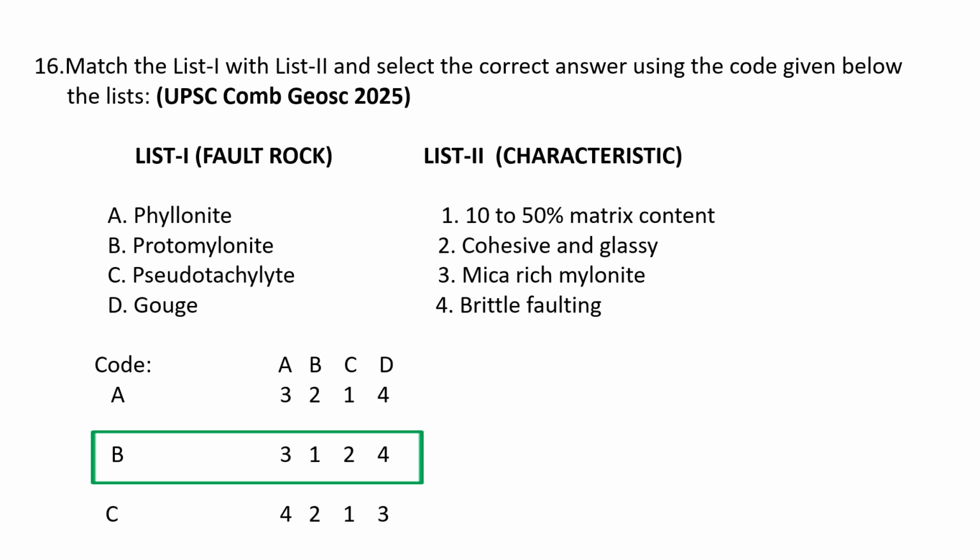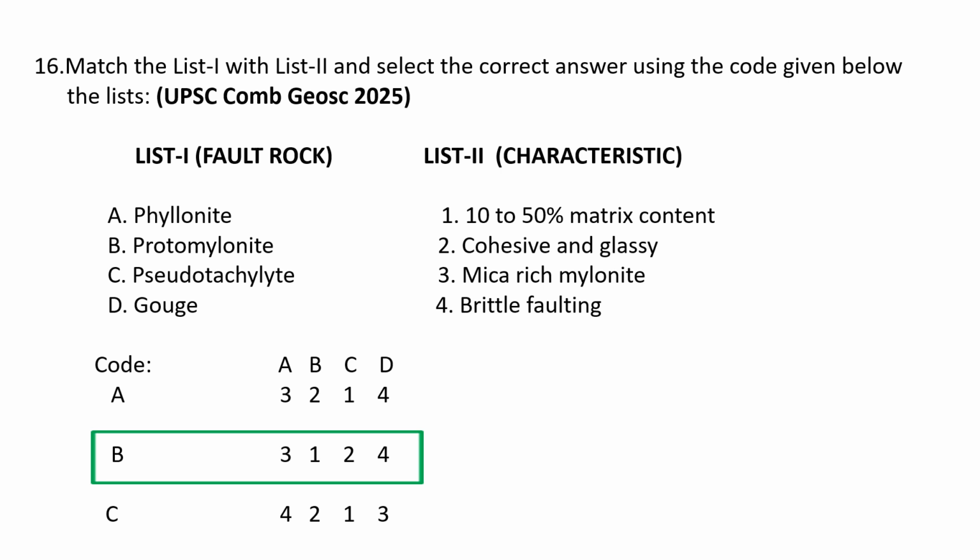And pseudotachylite. So pseudotachylite, it is cohesive and glassy. Pseudotachylite is an extremely fine-grained to glassy, dark, cohesive rock occurring as veins that form through the frictional melting and subsequent quenching during earthquakes, large scale landslides and impact events, like due to meteoritic impact events. And next is the gouge.